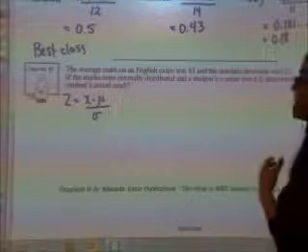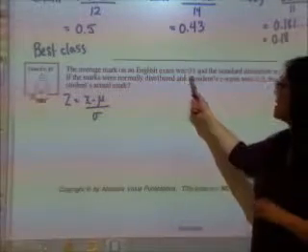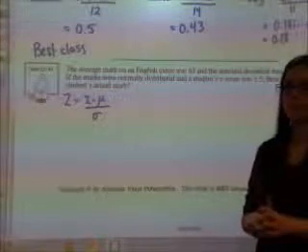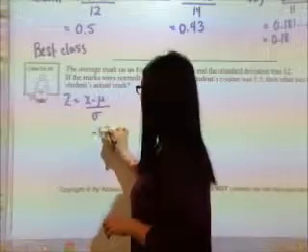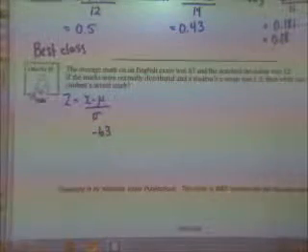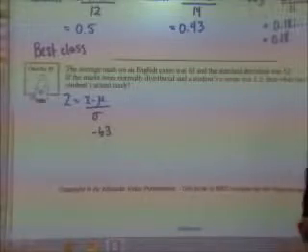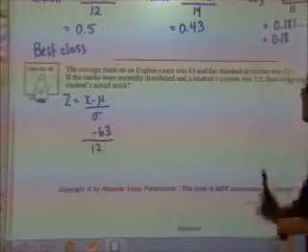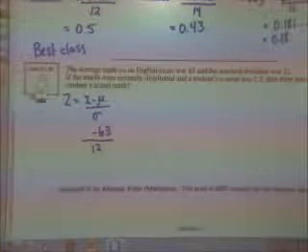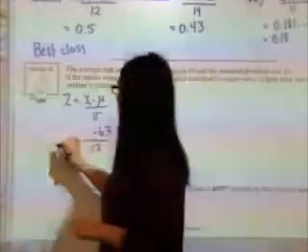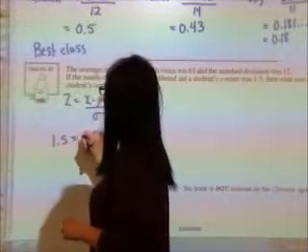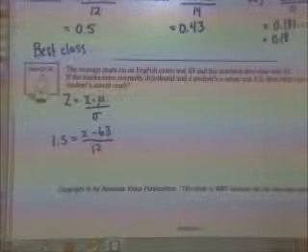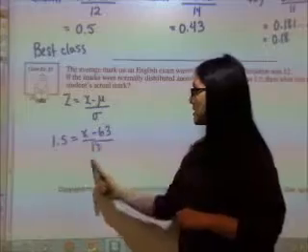So if I go back through and I look at these numbers, 63 corresponds to which of these 4 variables? 12 corresponds to the thing on the bottom, we call it sigma. And 1.5 corresponds to the Z-score. So it's x that I don't know. So I want to get x by itself. So to get x by itself, the first thing I want to do is get rid of this 12.